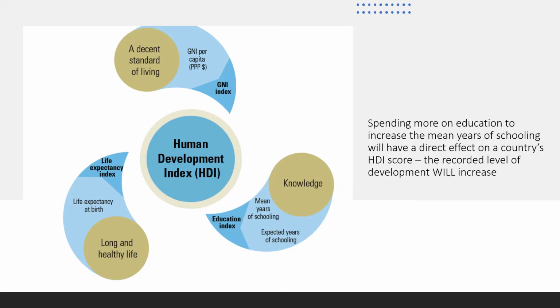To calculate the Human Development Index, there are three variables that are averaged together. So we've got GNI per capita, we've got life expectancy, and we've got knowledge as measured by mean years of schooling and expected years of schooling. So therefore you could argue that if the government spends more on education and makes primary or secondary schools compulsory, that will directly increase that country's Human Development Index score, because the mean years of schooling will increase if you make education compulsory.